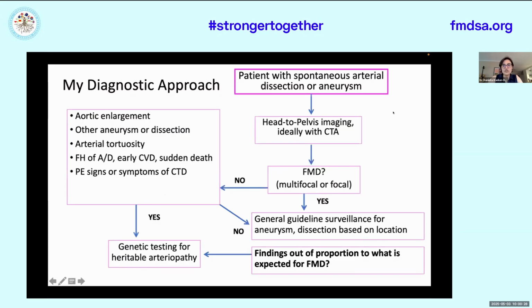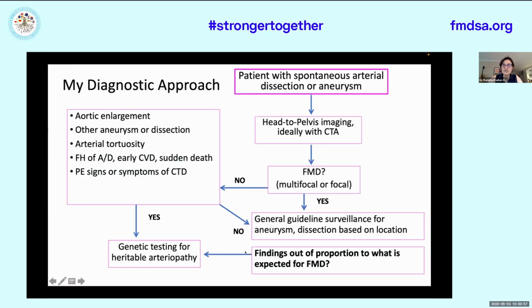But generally, if I find a patient with aneurysm or dissection, I do the head to pelvis imaging and I find FMD, I follow them based on general guidelines if they have an aneurysm or dissection. If I don't find FMD, I start looking for other things that might suggest they have a genetic condition that causes aneurysm and dissection, like family history or a big aorta or other aneurysms and dissections.